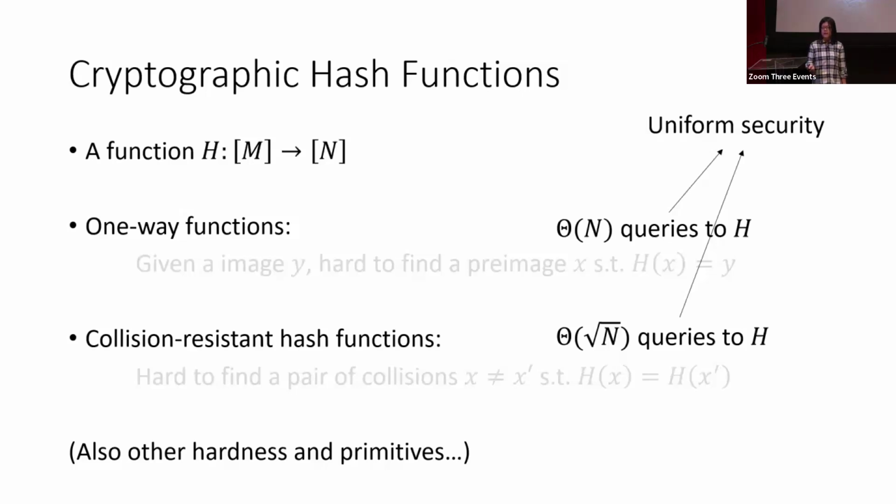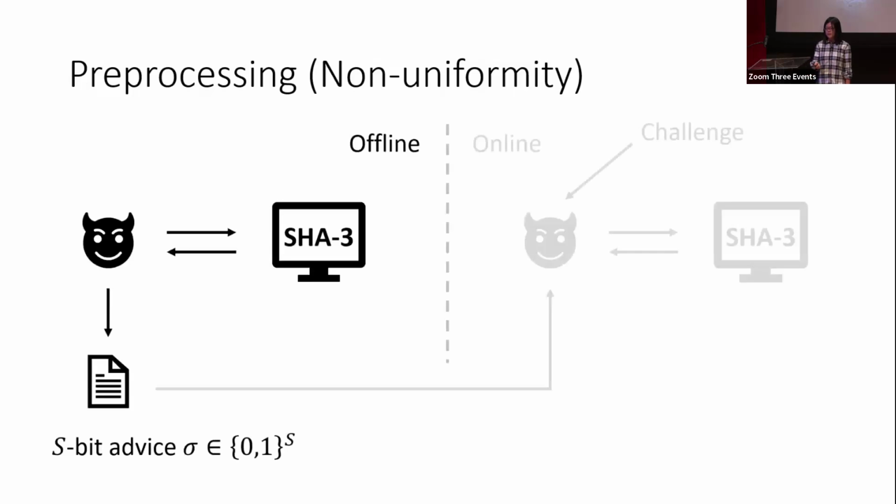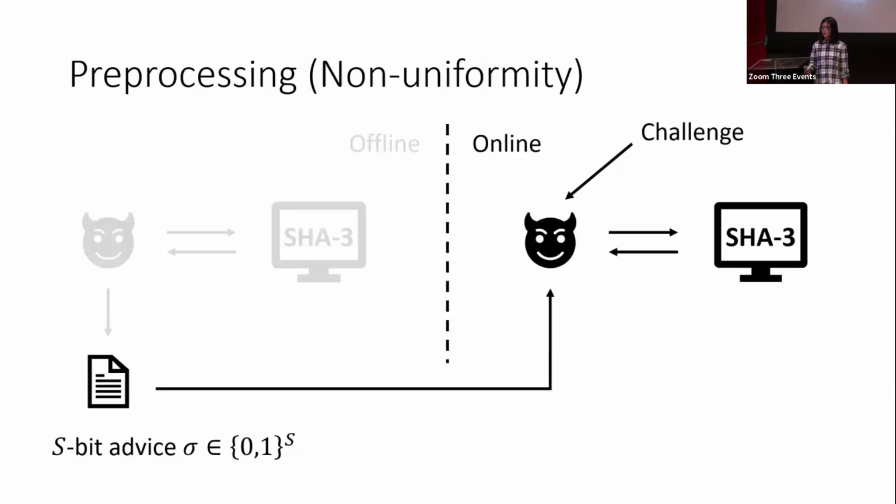However, this fails to capture some more practical attacks like preprocessing adversaries. For example, an adversary might perform extensive interactions with the hash function SHA-3 with a significant amount of computational power and time in some offline phase. Then it can just store some advice. In the online phase, it will receive a challenge, and it can use this advice to solve that challenge.